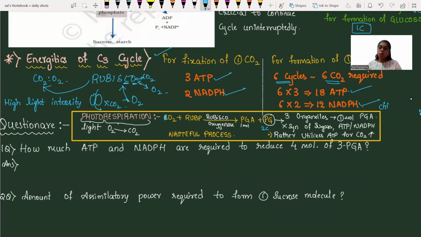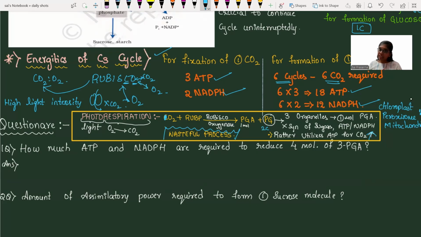Those are chloroplast, peroxisome, and mitochondria. It revolves around all these 3 organelles and it will synthesize no sugars, it will synthesize no assimilatory power, rather it utilizes ATP for carbon dioxide evolution. So this process is said to be a wasteful process.